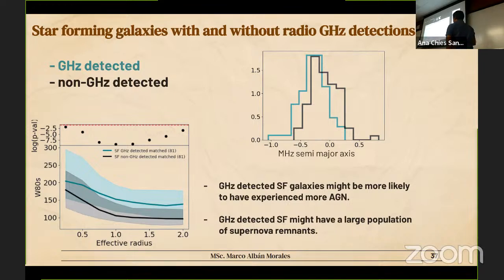So we have measurements of the WISE colors, and the gigahertz detected are more red in the W2 minus W3 and W1 minus W2. So what I think is that you managed to find a population of galaxies that recently had a nuclear star formation episode. Some have AGN, some do not, and that's what you find with the control galaxies that also have perturbed kinematics. So it might be that the AGN is buried. We might need another resolution to find it.